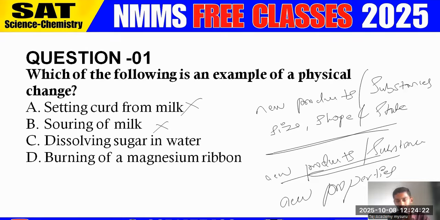Burning of magnesium ribbon is a chemical change, because if you burn magnesium in the presence of oxygen, it will form a new product called magnesium oxide. So it is a chemical change. So option C is a correct option.